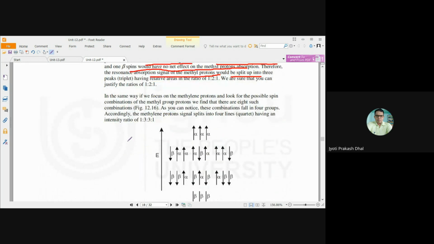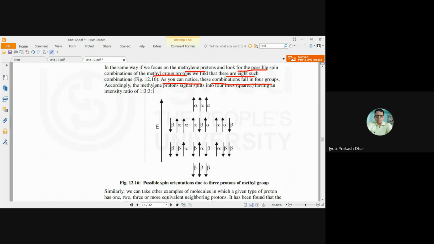And similarly, in the same way, if we focus on the methylene proton, that means the CH2 proton, and look for the possible spin combinations of the methyl group protons, we will find there are 8 such combinations. As you notice, these combinations fall under 4 groups. Then accordingly, the methylene proton signal splits into 4 lines that will show a quartet having intensity ratio 1:3:3:1.